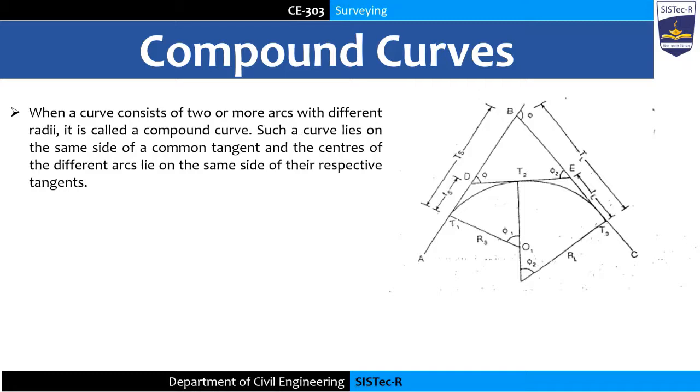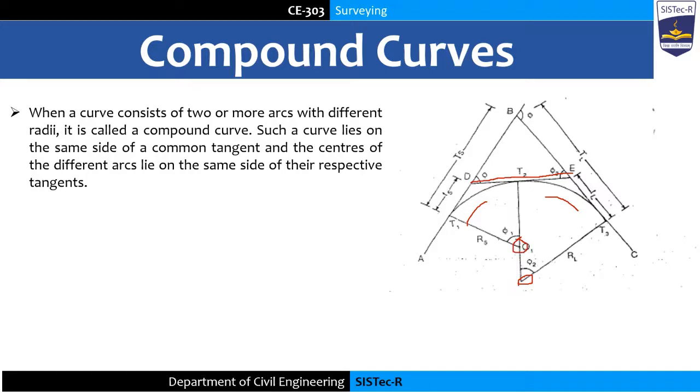Such a curve lies on the same side of a common tangent and the centers of different arcs lie on the same side of their respective tangents. अभी जो compound curve है इसका एक common tangent होगा. So if we look at this curve, this tangent D T2E is common for both these arcs. This is the smaller arc or small curve and this is the larger. So this tangent is a common tangent for both these arcs, and their centers, that is O1 and this center, are the centers for the two curves.